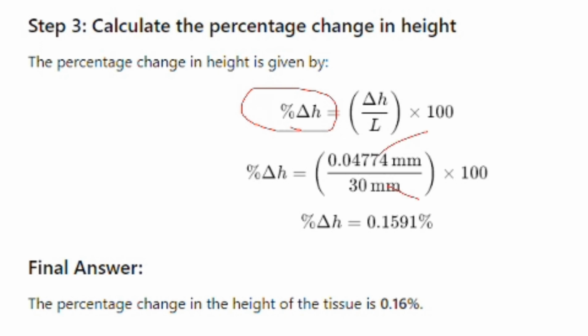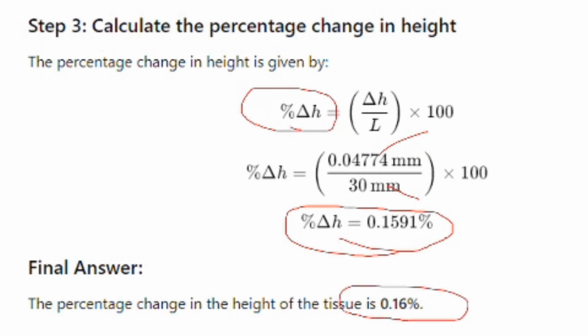We know the value of delta h and the length, so by applying this, we can find the answer is 0.1591 percent. Approximately, it is rounded off, because they asked in the problem for 2 decimal places. So the final answer is the percentage change in the height of the tissue is 0.16 percent. This is the final answer for this question.